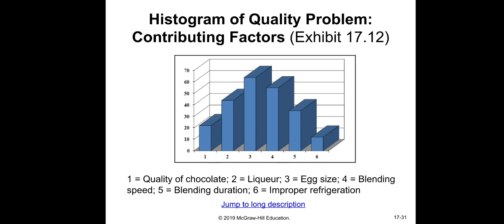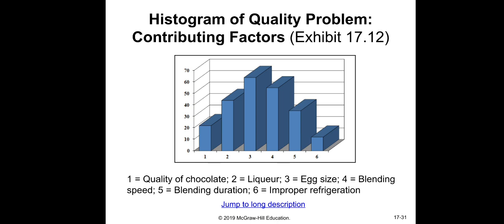So when you prepare a histogram, then you know to make an effective correction of the quality problem is to settle factor number 3. Factor number 3 in this example sample histogram is egg size. So for this business, to reduce the quality problem, the business has to use a specific or consistent egg size. I think this example is for a business that produces chocolate product.